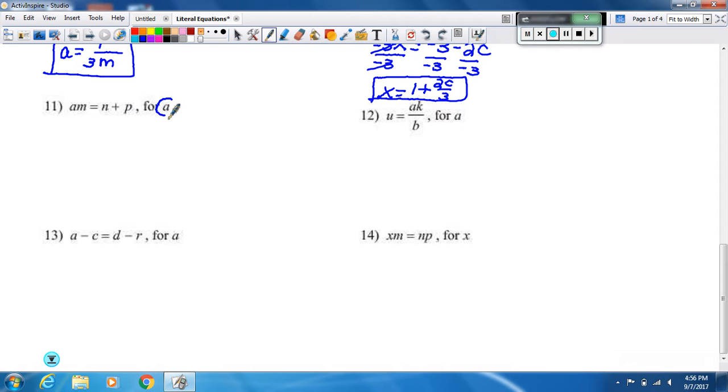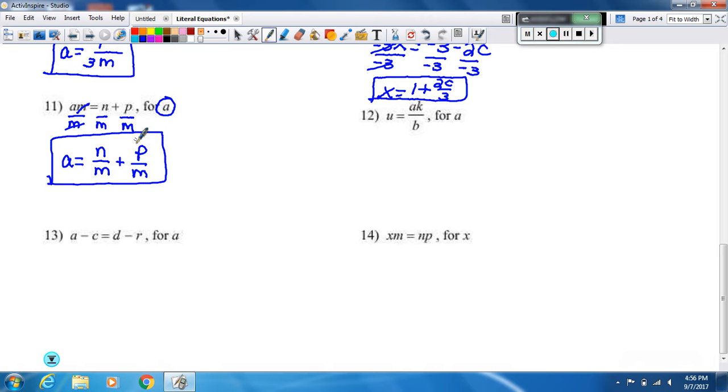Okay, this next one I'm solving for a. So this is a times m. So the opposite of times is divide. You have to divide each piece by m. So top cancels with bottom. A equals n over m, it doesn't simplify, plus p over m. That doesn't simplify either, but you do have the a by itself.